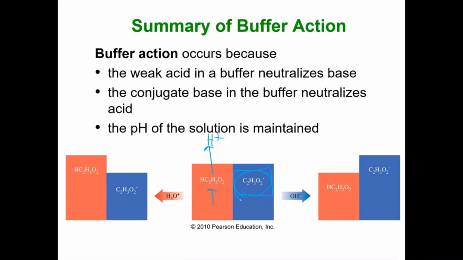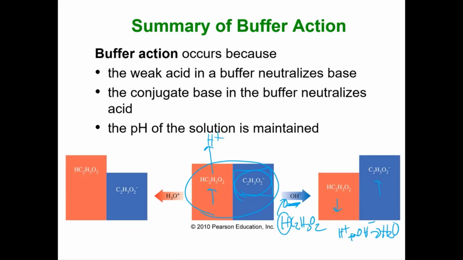So why is this important? If I add base to this solution, my acetic acid, my weak acid, which normally doesn't dissociate, it's a molecule, will donate its proton to the hydroxide. And what that'll do is it'll lower this and slightly raise this. But more importantly, that proton from the acetic acid will neutralize the hydroxide and make it water. So that's maintaining the pH.